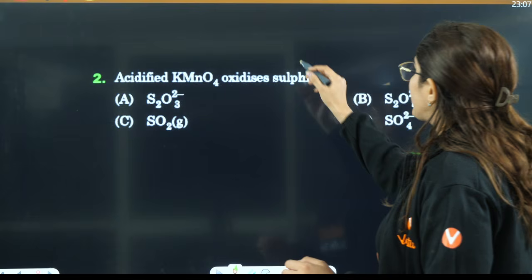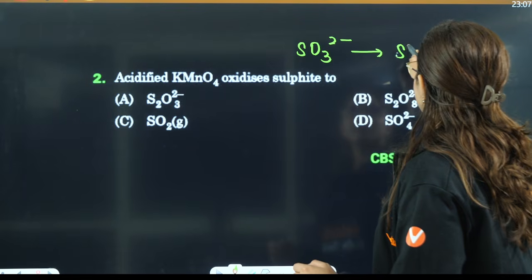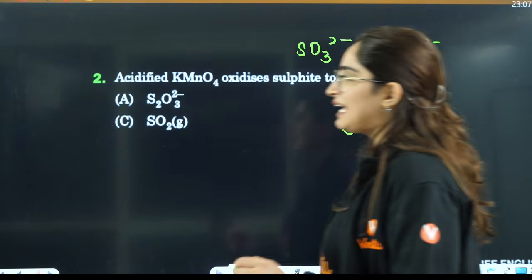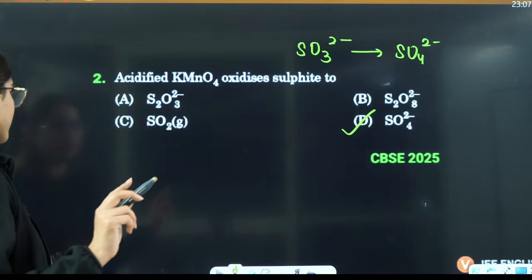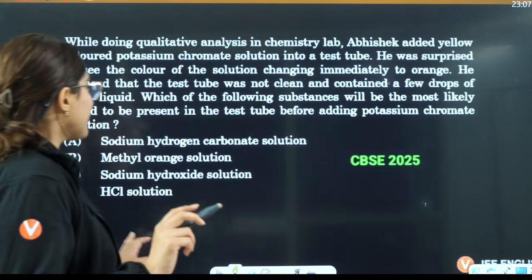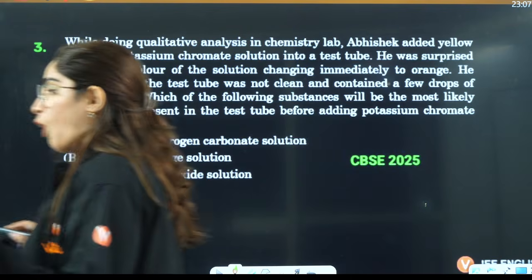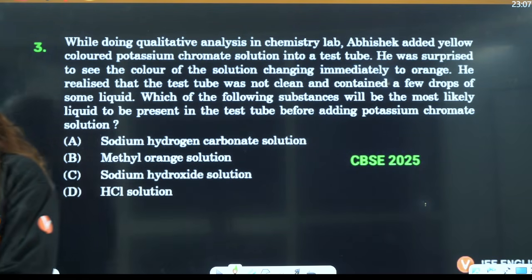Next is acidified KMnO4 oxidizes sulfite. Now what is sulfite? That is SO3 2 negative, and it will oxidize it to SO4 2 negative. So answer is going to be D is the correct answer, and that is your 2025 question, right? Okay. Next one is, let's see this question over here, and also do let me know in the comment section how many marks you got, right. Okay, so let's see that.